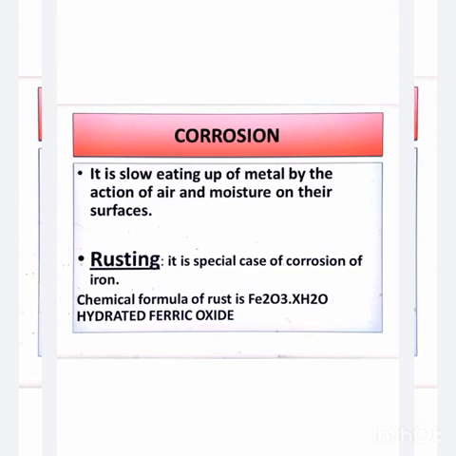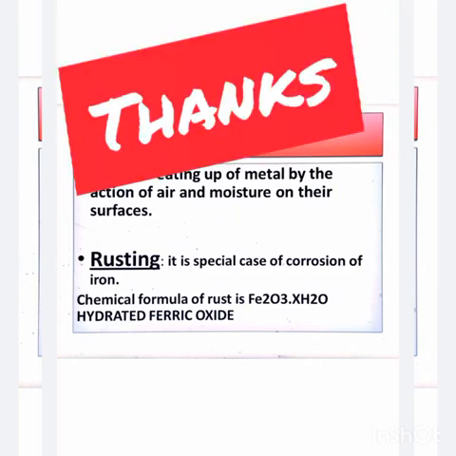What is corrosion? It is the slow eating up of metal by the action of air and moisture on their surfaces. Rusting is a special case of corrosion of iron, and the chemical formula of rust is Fe2O3.xH2O, that is hydrated ferric oxide.